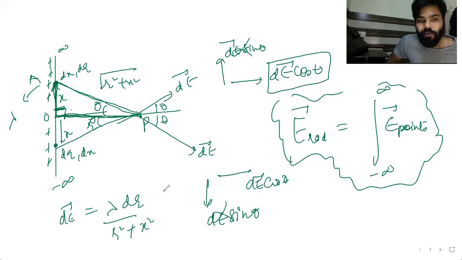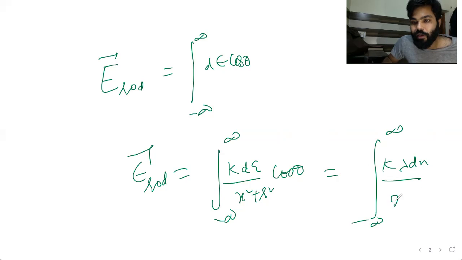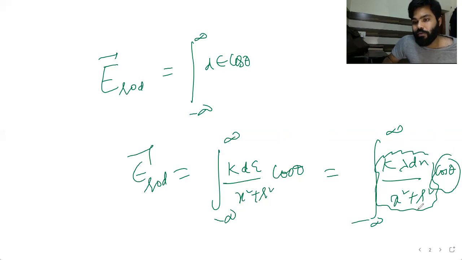And you can also find the value of dq. The value of dq is going to be lambda times dx. If lambda is the charge on unit length, then the charge on length dx is going to be lambda times dx. So just put the value of dq, and you will get the integral from minus infinity to infinity of k lambda dx over x square plus r square, cos theta. Okay, we have to solve this integration, and this integration is a mixture of algebra and trigonometry, and we will do this integration in trigonometric form.